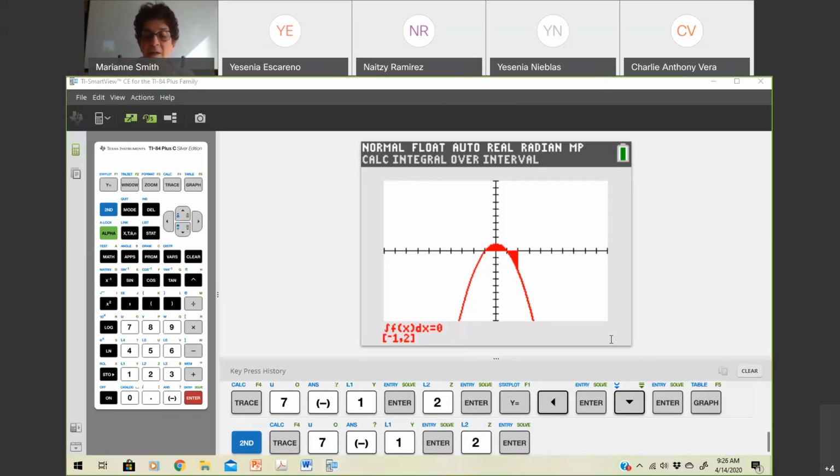Is this better? Is that right? Anybody got questions on the process? I want to make sure you know the technology process for doing this. Make sure you can get the answers you're supposed to be getting.